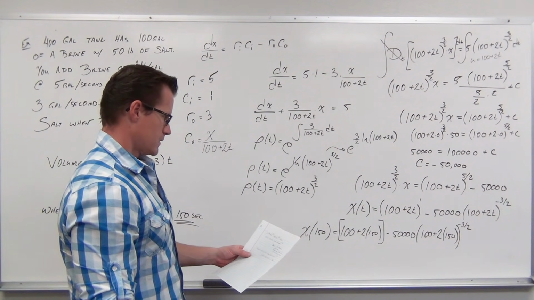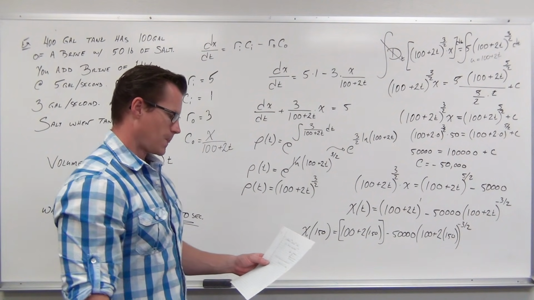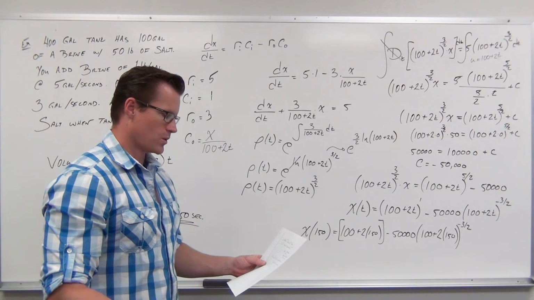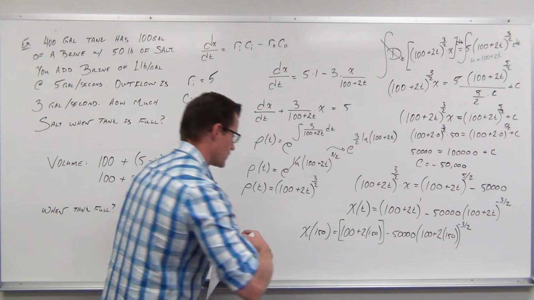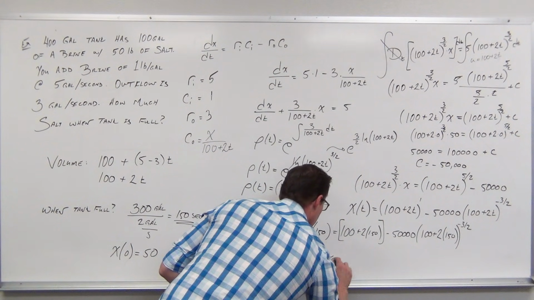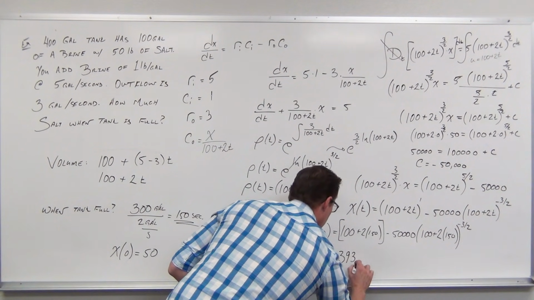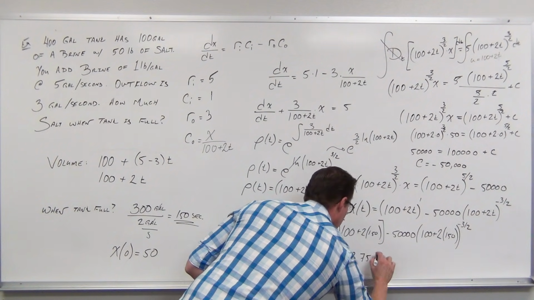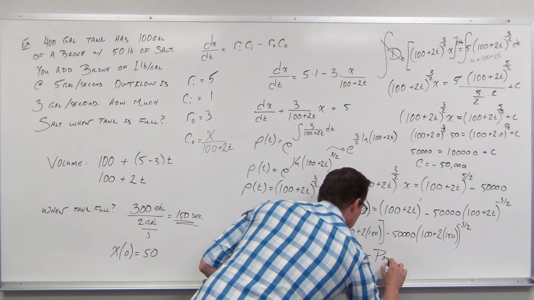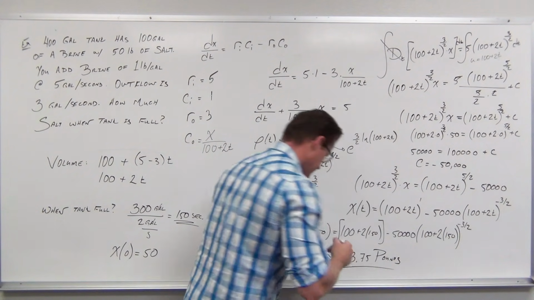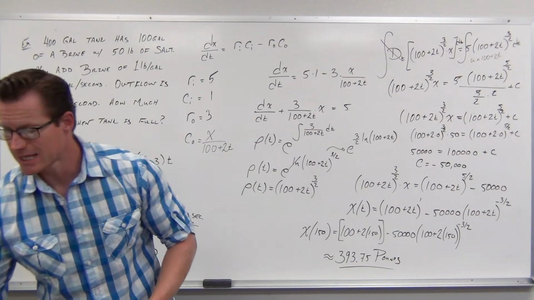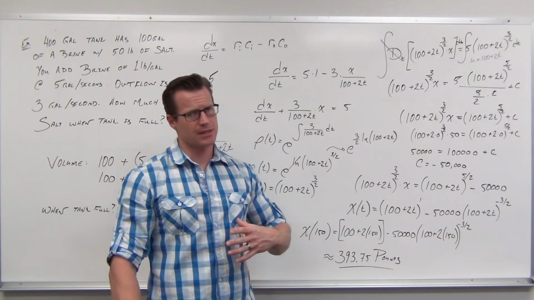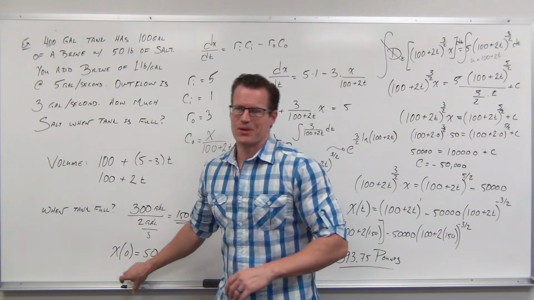Yep, it looks to me like we get about, see if you can do this on your own, 393.75 pounds of salt. We started in pounds, so our answer is going to be in pounds. We started in seconds, so we had to use seconds, not minutes, not hours. Wow, I really hope it makes sense.